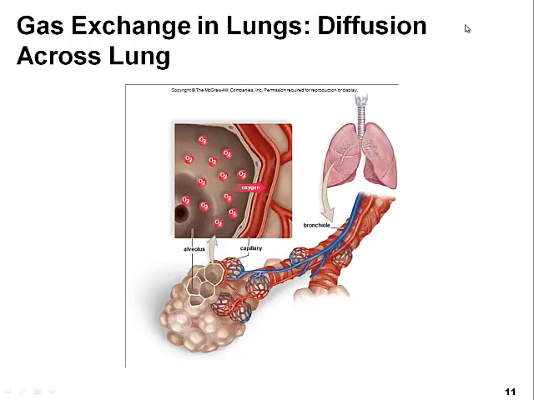It's also interesting to note that, right here we have oxygen going from a high concentration in air to a lower concentration in blood, which is a liquid. And so diffusion can occur across different mediums.